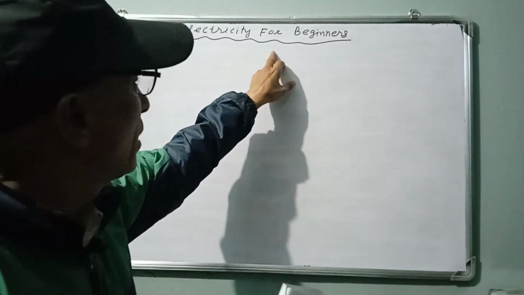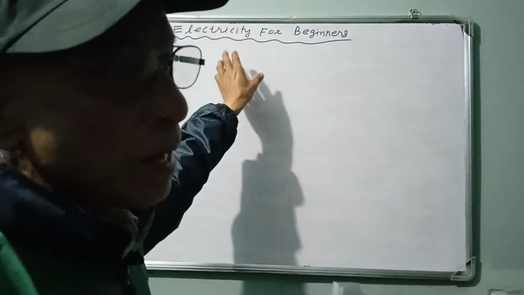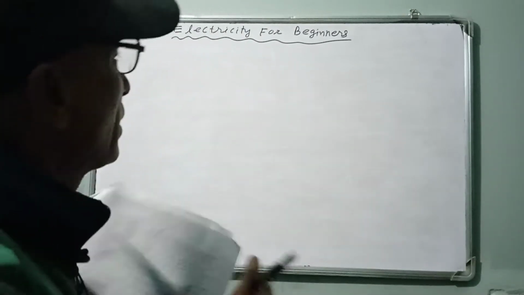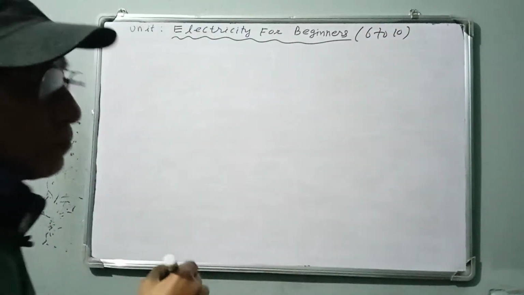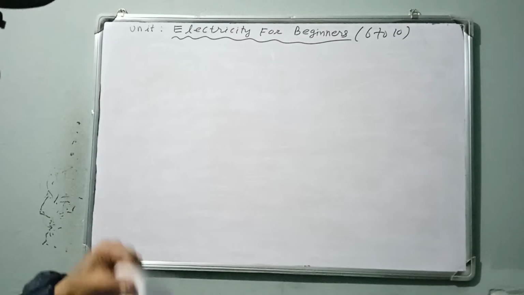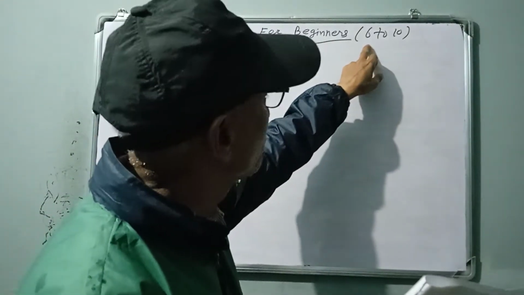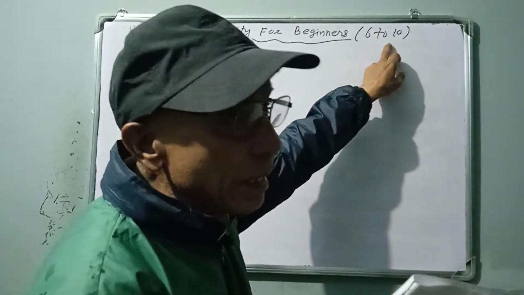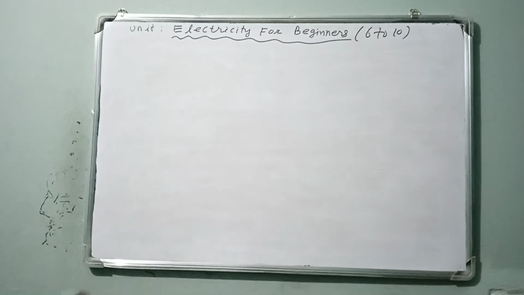Electricity for beginners begins with a general introduction for class 6 to 10. It is a very simple introduction for classes 6 and 7, and a little bit more for classes 8, 9, 10. First of all, for electricity for beginners, it is better to write down the main objectives.